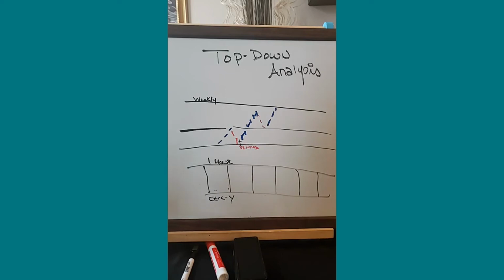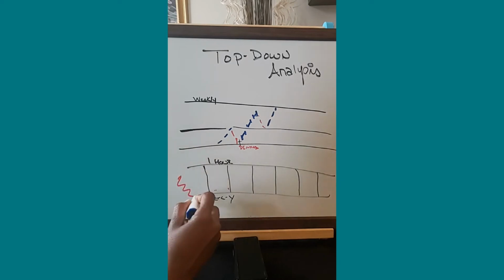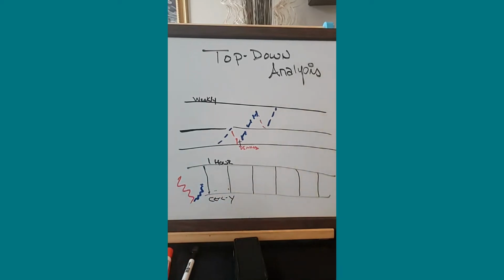If I have been making my lower highs and lower lows, and now the bulls have entered the market, and on my daily I see the bulls have entered the market, on my 30-minute the bulls have entered the market, I'm ready to get in. So this is why I check the weekly.